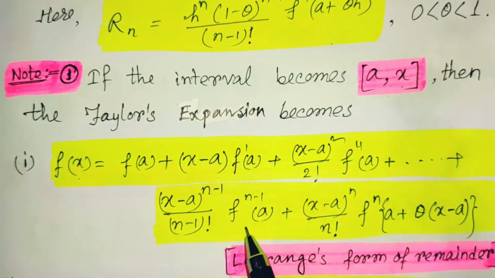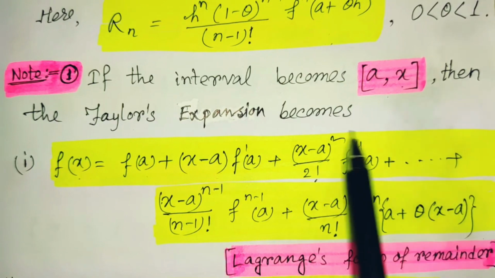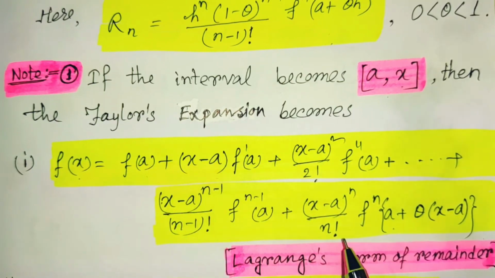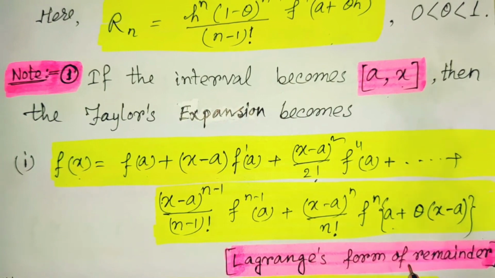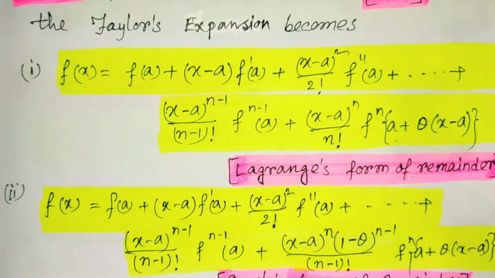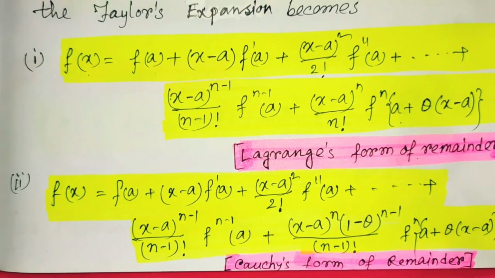Just substitute x instead of b and we find this. And definitely this is the remainder after the nth term, and it is the Lagrange form of remainder. Within the same interval, if we write it in the form of Cauchy remainder, then we find this expression.